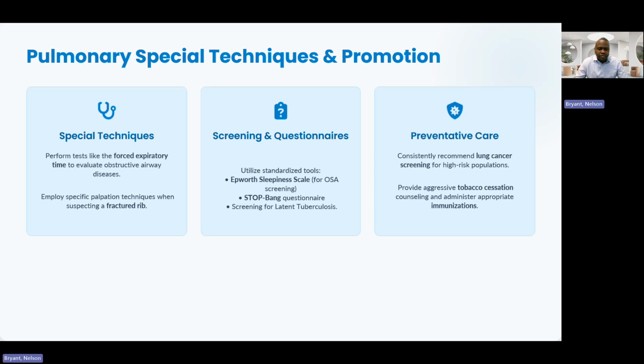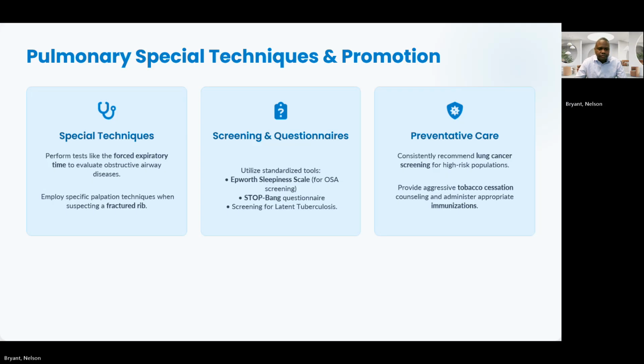And also, they may include COPD, they may include sleep apnea, most of the time obstructive, and also, most importantly, immunizations. Making sure they're up to date on their pulmonary immunizations is very important to prevent the exacerbation of their conditions.